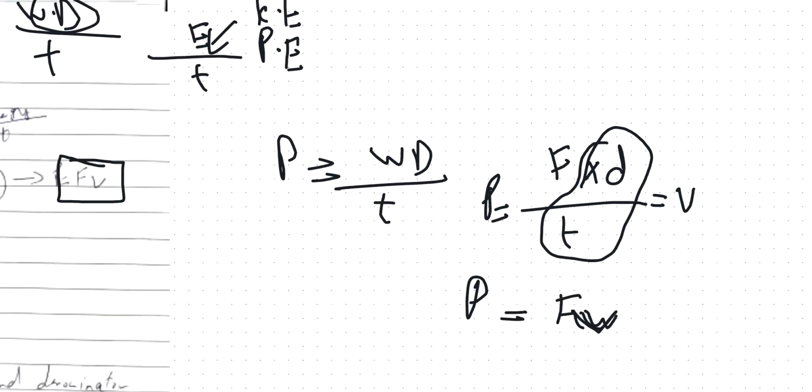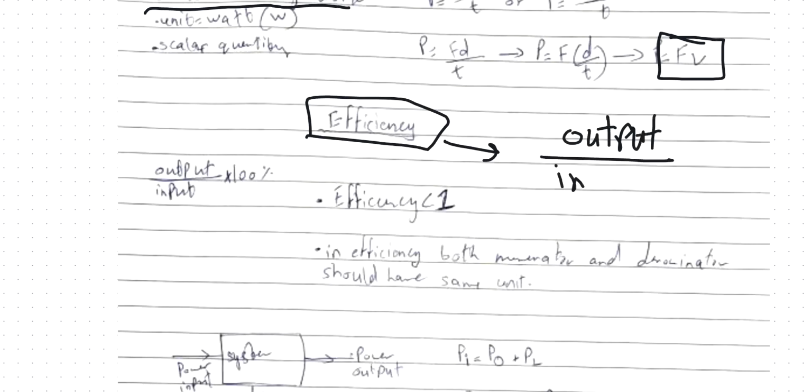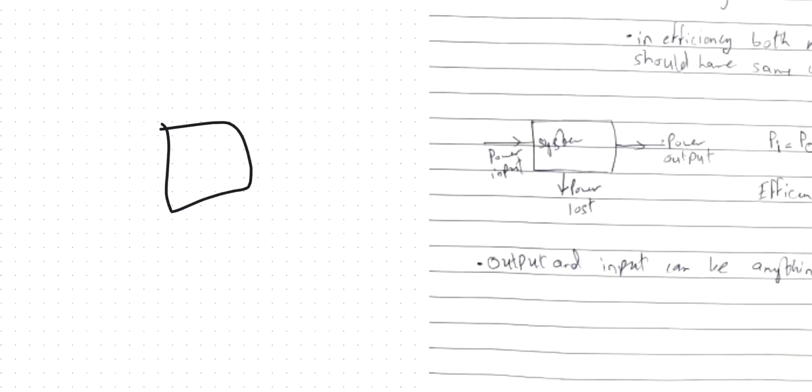And finally, efficiency. Remember, the formula for efficiency is output power over input power into 100%, or simply 100. You don't have to write this percent. Remember that if I had this system, then the input power would be the power that is supplied to the system, and the output power is the power that you will receive from the system. So the output power is the power that is given out due to the system.